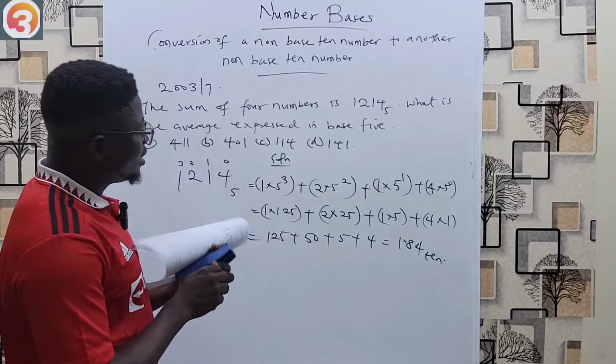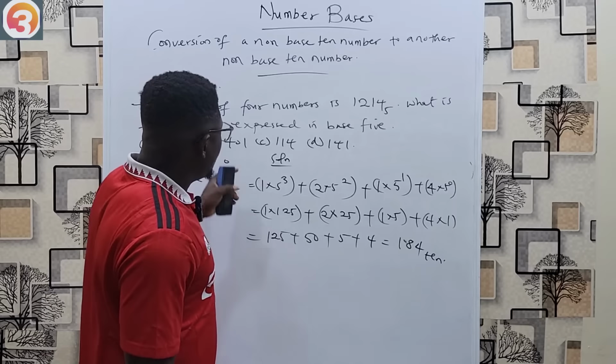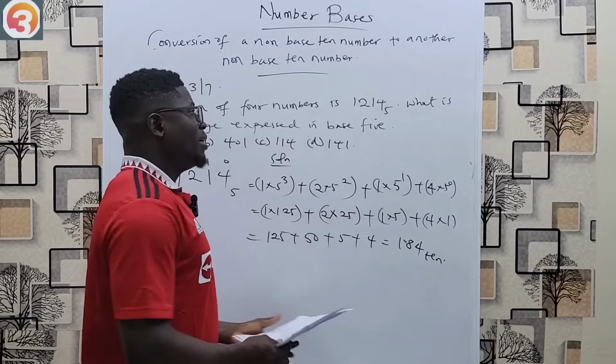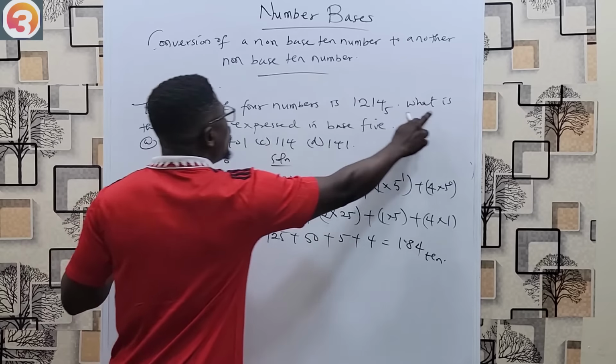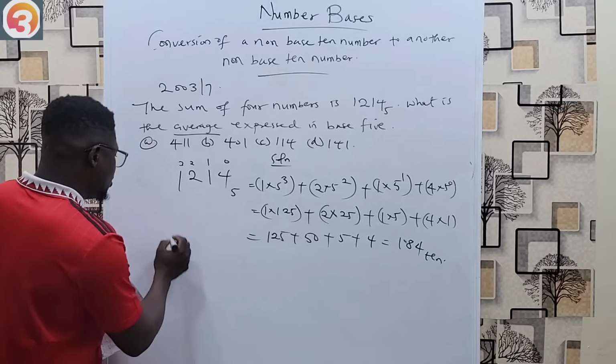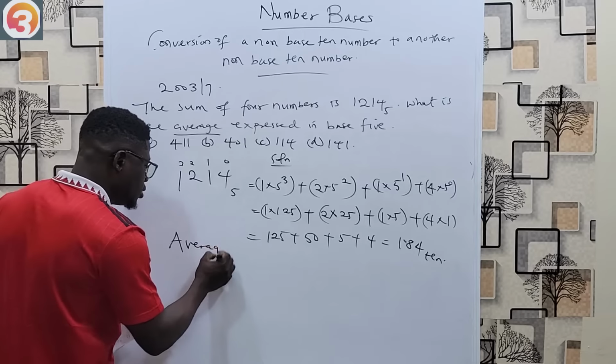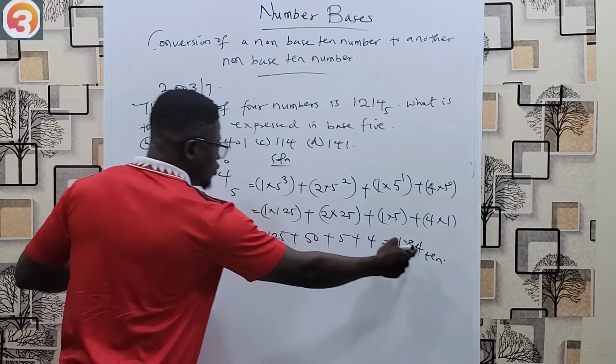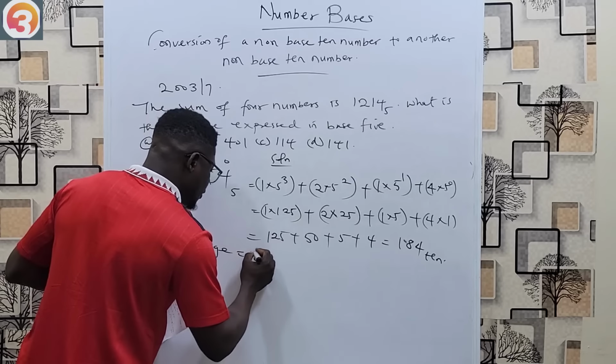So we have gotten our result in base 10. But we want the result expressed in base 5. But first of all, they say the sum of 4 numbers. They say what is the average? The keyword there is the average. So can I find the average? You should say yes, because the sum of the numbers is 184.